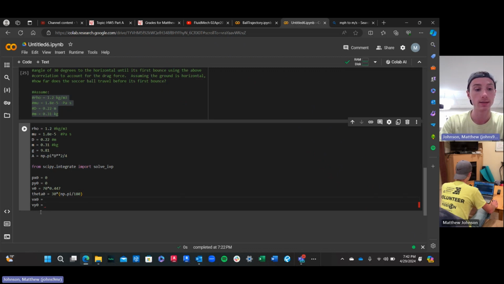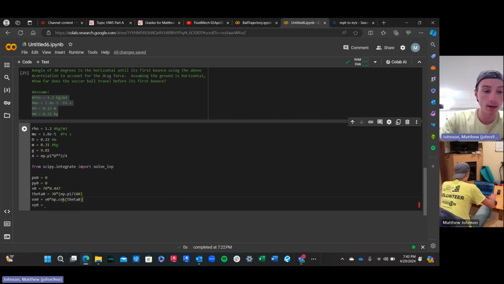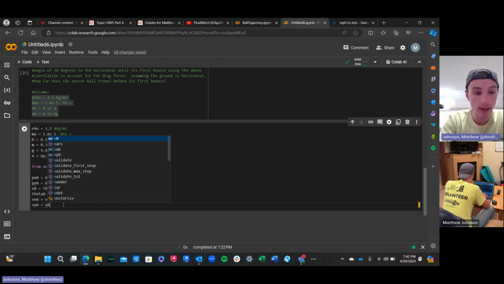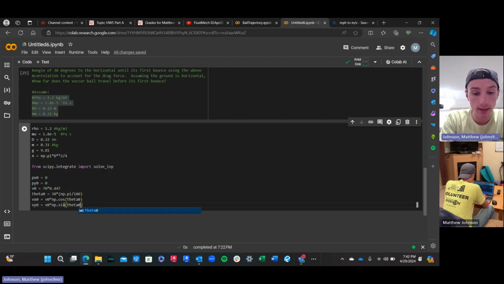That being said, we can now calculate Vx naught and Vy naught. So Vx naught is going to be V naught times, and our x value, if you think about our angle, cosine, right? np.cos of theta naught. And then our Vy naught is V naught times np.sin of theta naught.